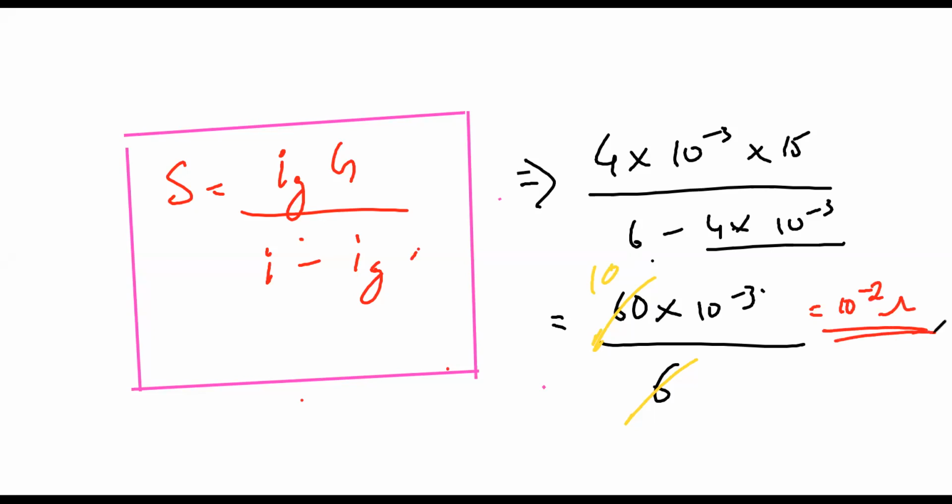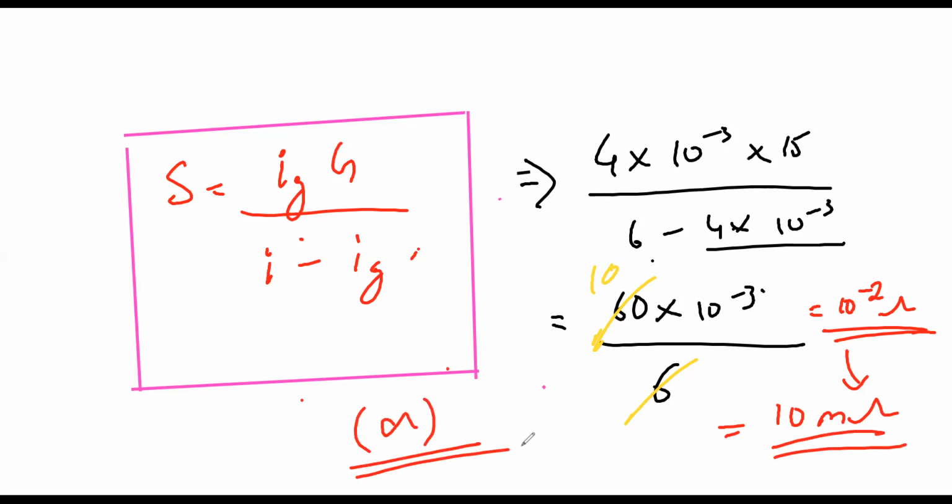So how many milliohms is this? This is in ohms. How to convert this into milliohms? Multiply by 1000. To convert ohms into milliohms, multiply by 1000. So I'll get 10 milliohms. That's all. So option A is the answer for this.